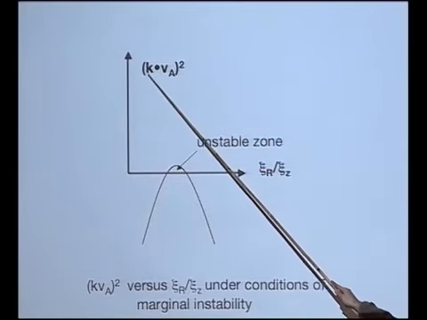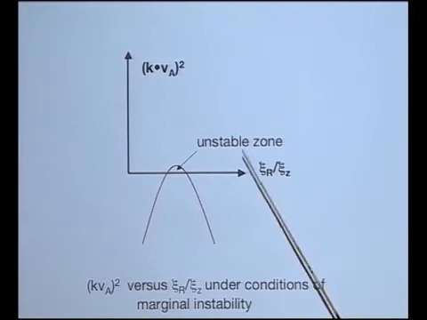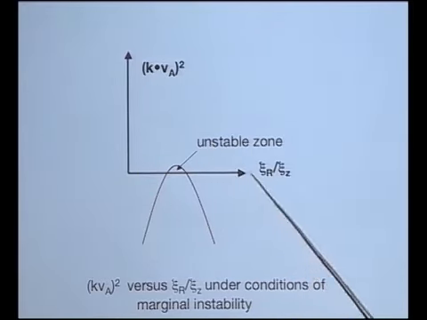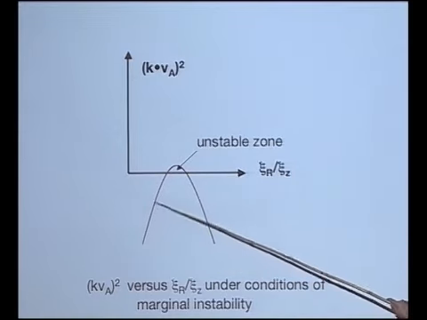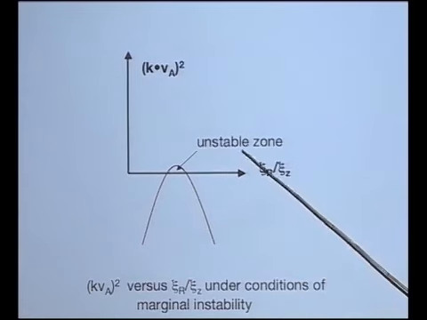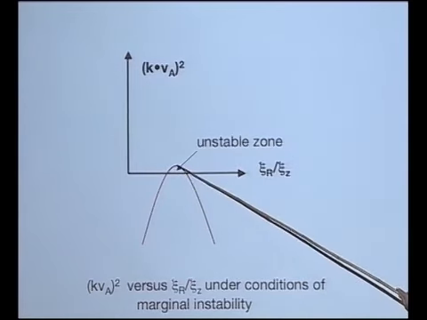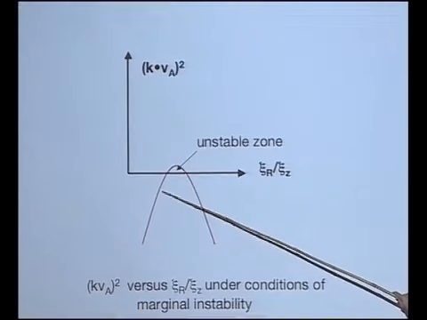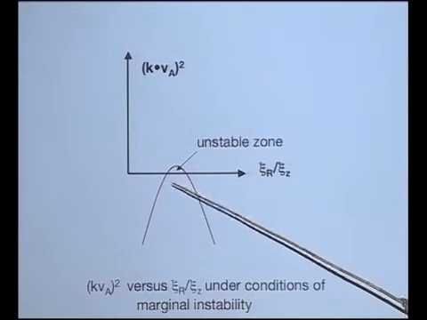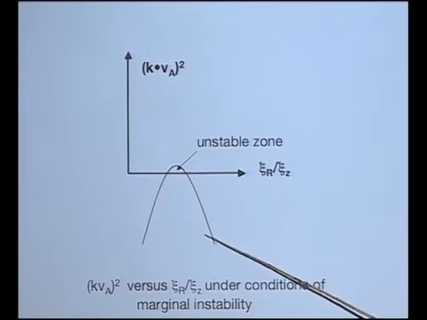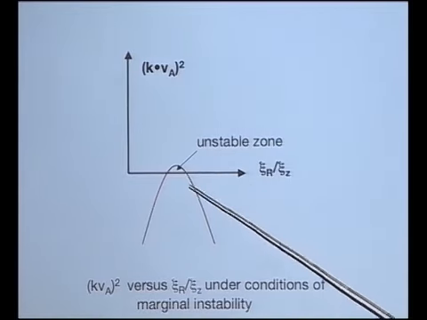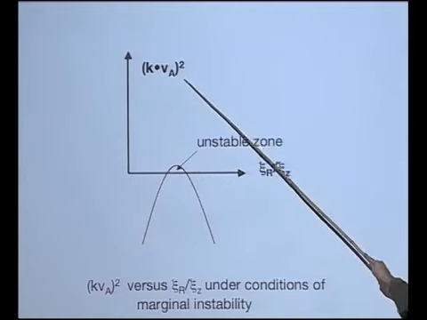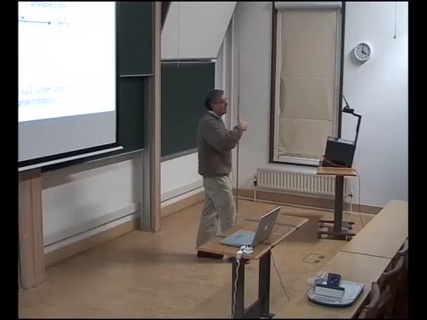This is what it looks like in more detail. What I have plotted here is the solution for the critical unstable value of k dot VA squared as a function of the displacement ratio psi r over psi z. And very near marginal stability, you have an unstable zone which is just hidden down there. Right at marginal stability, this comes up and just kisses the x-axis, the abscissa, and comes down.